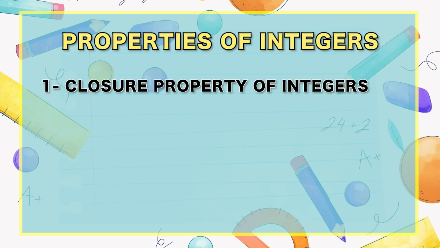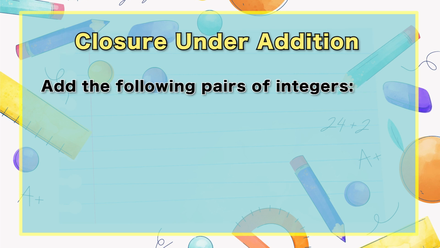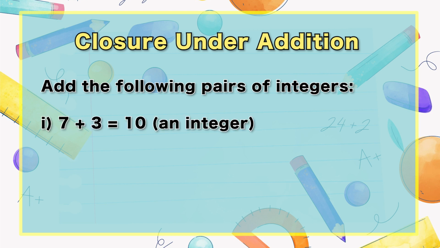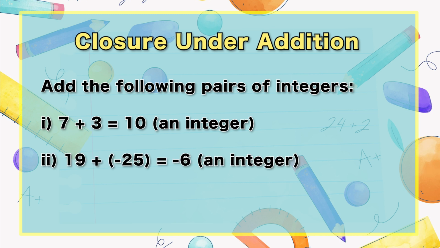Moving to the properties of integers, the first property is the closure property of integers. Among them is the closure under addition. Let us now try to add the following pair of integers. 7 plus 3 is 10. Here 7 and 3 are integers and we get 10, which is also an integer.